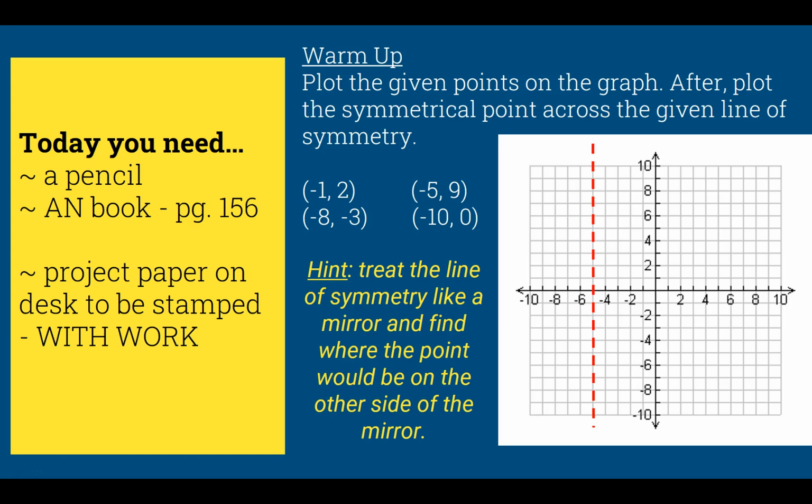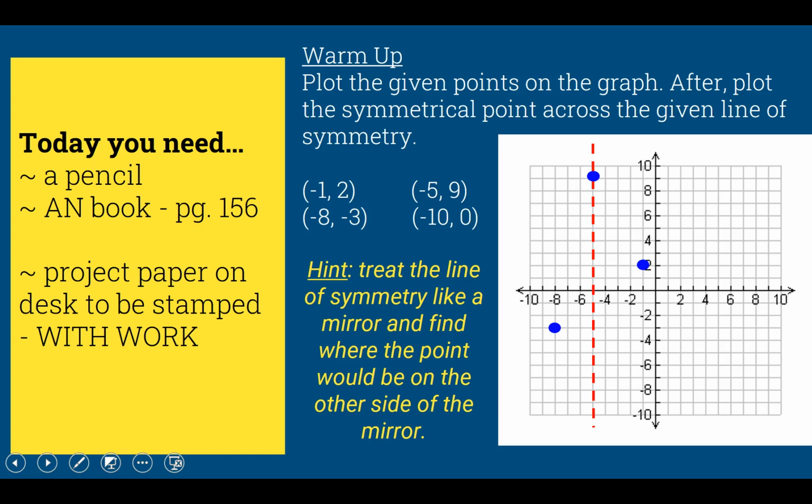Where would I plot the point -1, 2? When you say over -1, which way do you mean? Left. I'll go left 1 and up 2. That's my first point. Where would I plot the point -8, -3? Left and down. Good. So left 8, down 3. How about the point -5, 9? Left 5 and up 9.